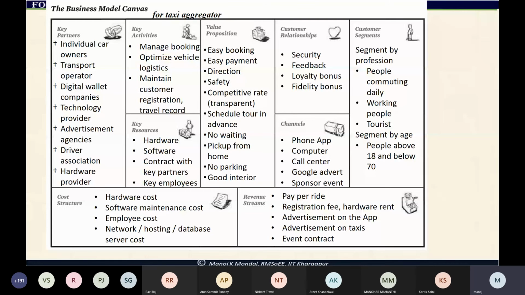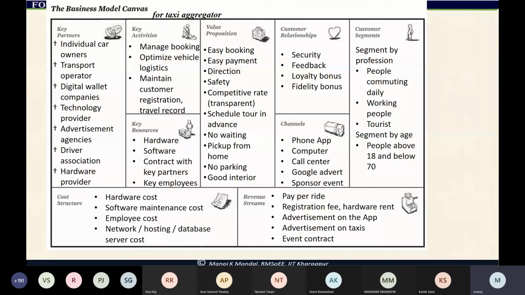You do innovation to create the value proposition. You resort to innovation for building or creating a value proposition. Like say easy booking, easy payment, direction, safety, all of that were invented. All these services were invented by Uber or maybe Ola, whosoever came first. So they discovered or invented these services and put them inside the taxi so that customers get access to them.